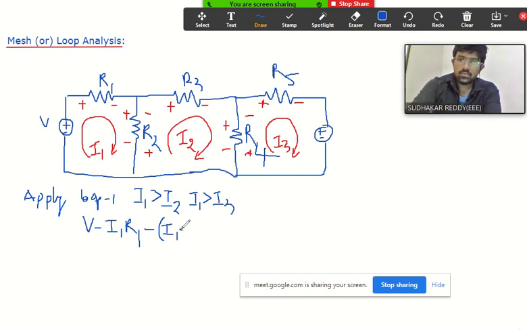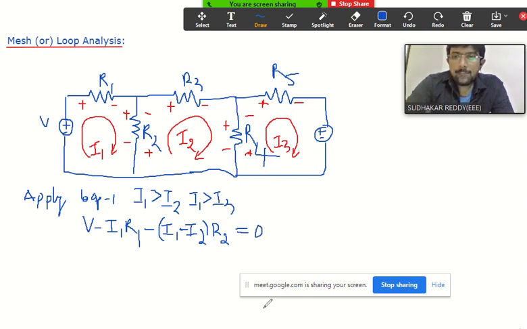Minus I2 into what is the resistance here? R2. Are there any other elements in the loop? Only this. It is equal to 0. Yes or no? All of you understood how I wrote the first loop equation. Very, very important. Understood or not?